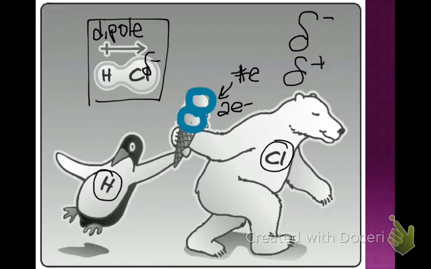So the chlorine is a little bit more negative. That makes the hydrogen a little bit more positive. We can also call that electropositive, like we call chlorine electronegative. We also see that hydrogen is a little bit more positive because right over here, this arrow shows us a little plus sign. That shows us that hydrogen is a little bit more positive.